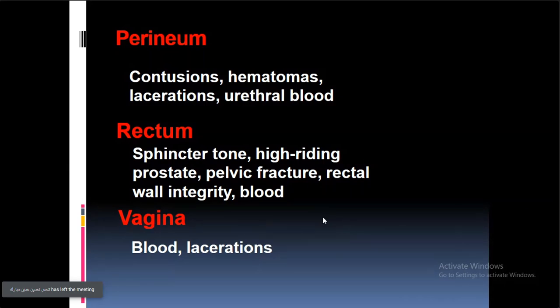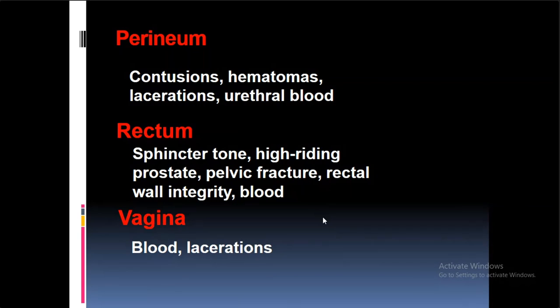But by PR examination, I may find a high riding prostate. That means I may have a urethral injury. So in these situations, I cannot put a urethral catheter, because if I have a partial injury, I will make it a complete transection and it will have serious sequelae and complications.